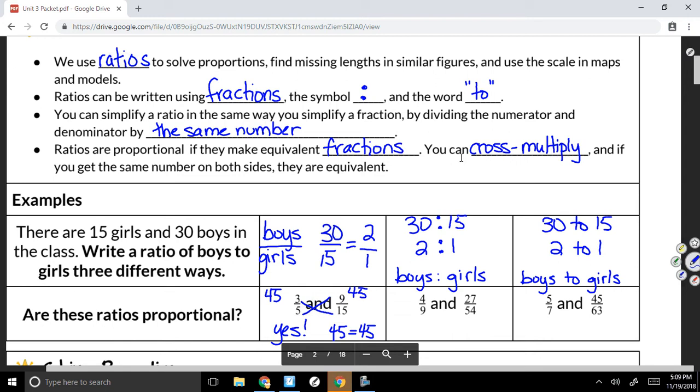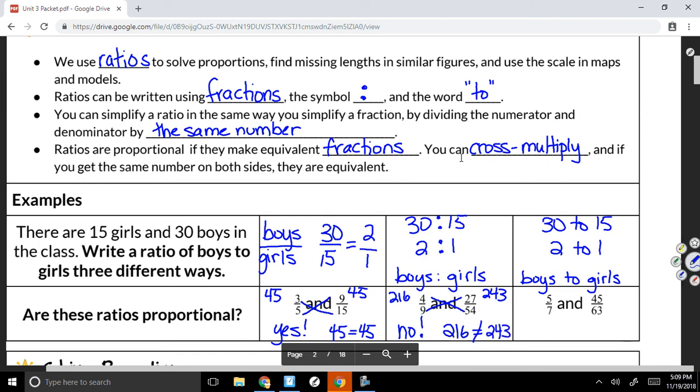Let's try this next one. Again, I'm going to draw that X to show that I'm cross multiplying. The 4 is going to be connected to the 54, and when I multiply those, I get 216. And then I'm going to multiply 9 by 27, and when I type that into my calculator, I get 243. Since I did not get the same numbers, those are not proportional ratios, because 216 does not equal 243.